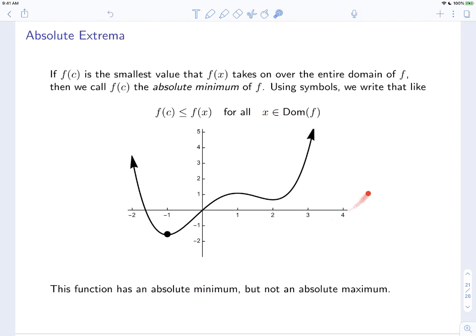This is a very similar picture to the last one, and you can see that the absolute minimum is right here. It's some value between -1 and -2. So this is the lowest point on the graph, and the lowest point on the graph is the absolute minimum. So this function has an absolute minimum but not an absolute maximum because it increases without bound on either side.